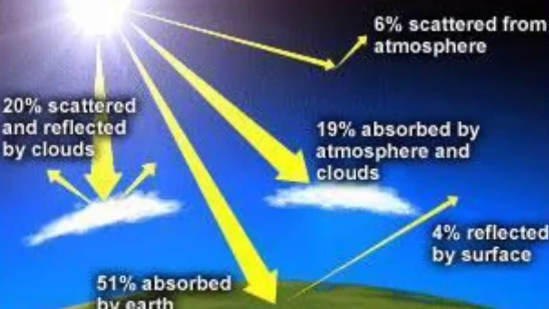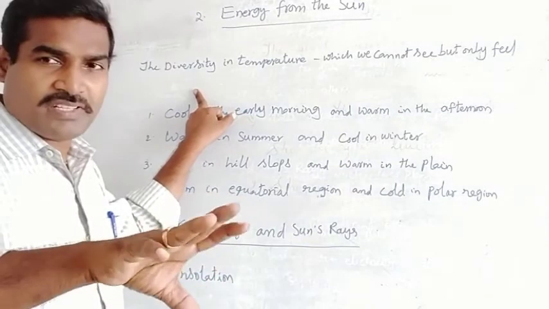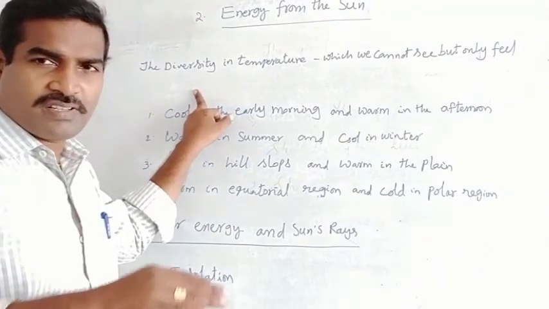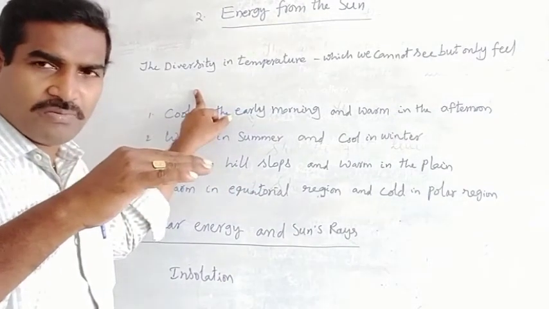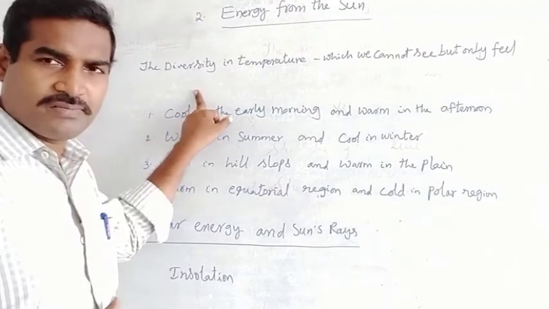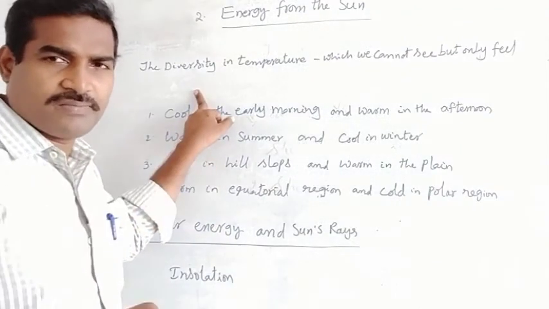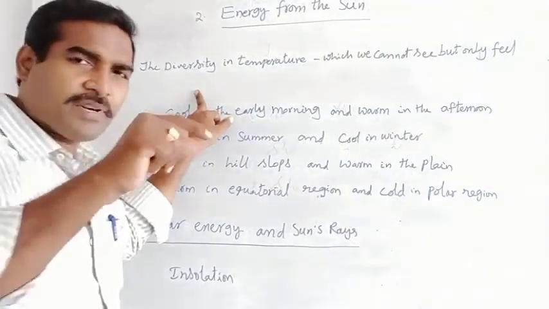So why is the variation there? Look at this. Diversity in temperature. Temperature is different in different places. Some places have more, some places high, some places low, less temperature. So why do these differences occur? What is diversity in temperature?